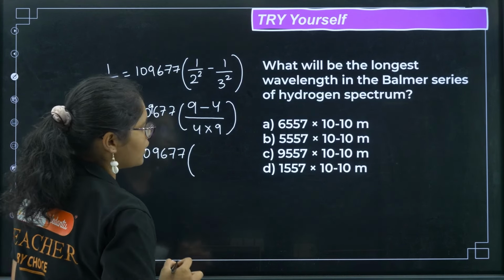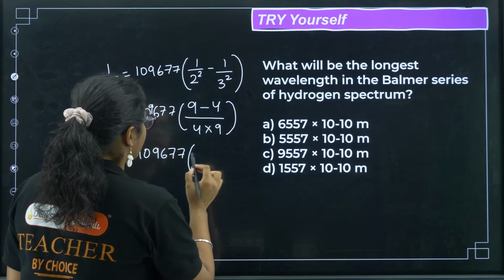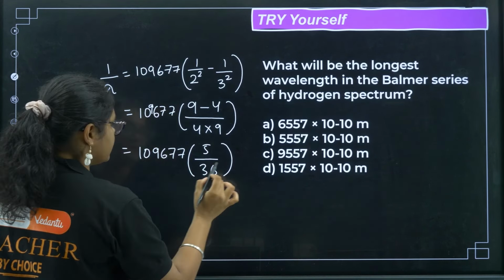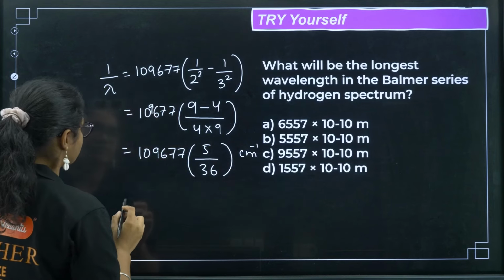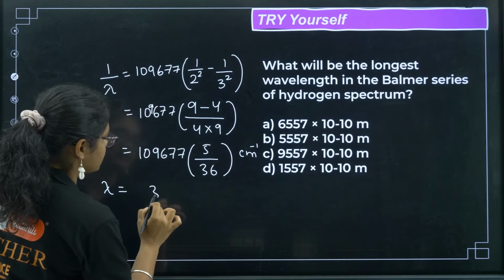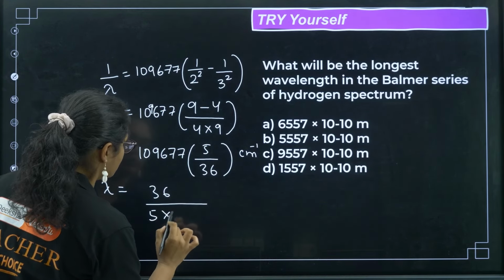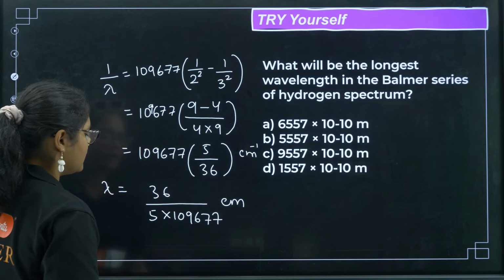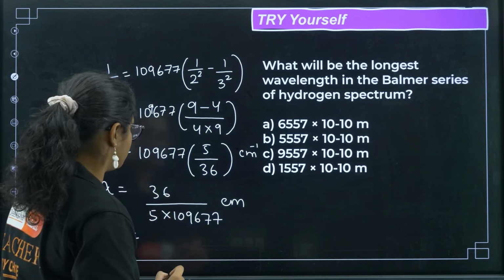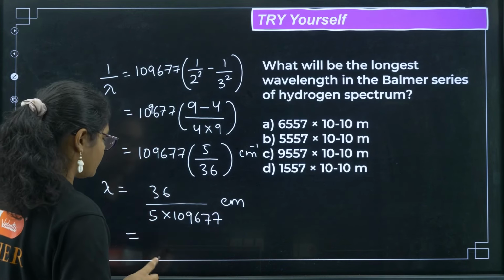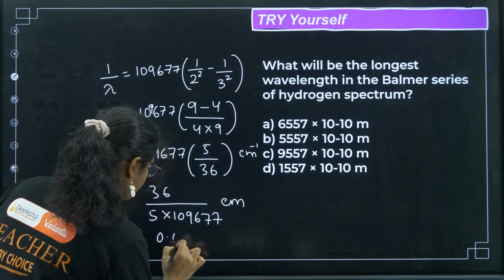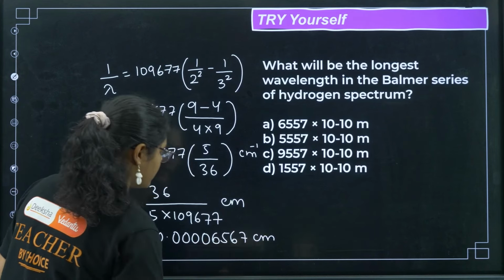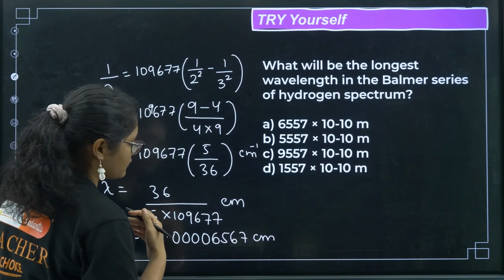109677 into 5 by 9 4s are 36. Okay, so that is in terms of centimeter inverse. So if I want to calculate lambda now, that will be 36 by 5 into 109677 centimeter. Okay, now let us do this calculation. So now if you solve this, we'll be getting like 0.00006567 centimeter. Okay, so now if I want to write it in terms of meter, right?